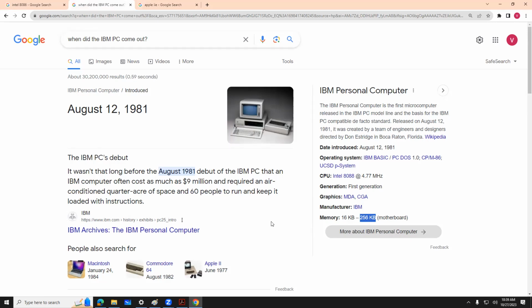Now, how much did it cost? A mainframe IBM computer could cost as much as $9 million back in 1981. In 2023 dollars, $9 million back in 1981 was like, I don't know, $50 million, okay? How much did it cost?